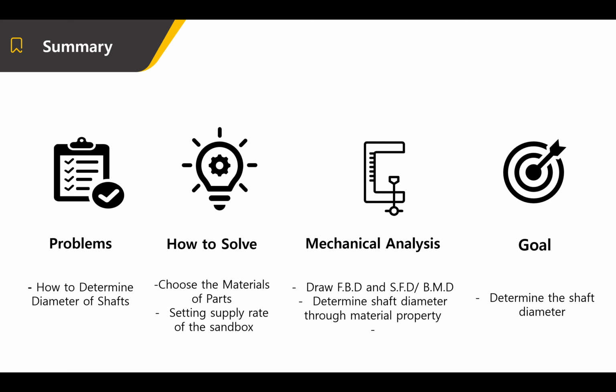To summarize today's presentation, to determine the diameter of the shaft, we prepared to solve the given problem through the time which we measured, required for one cycle and the supply rate of the sand. In conclusion, the appropriate diameter for the shaft was determined through the calculations of the forces applied and the materiality of the used material.